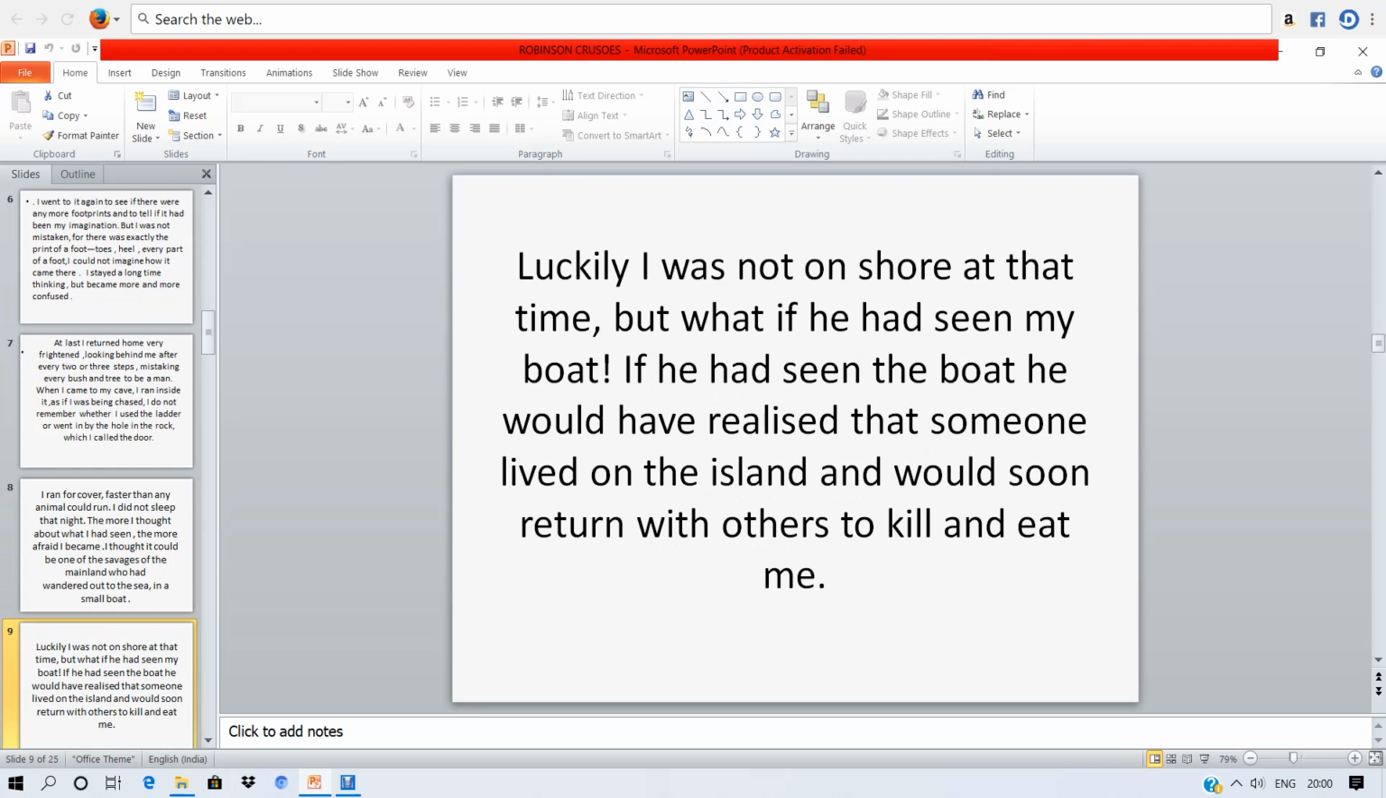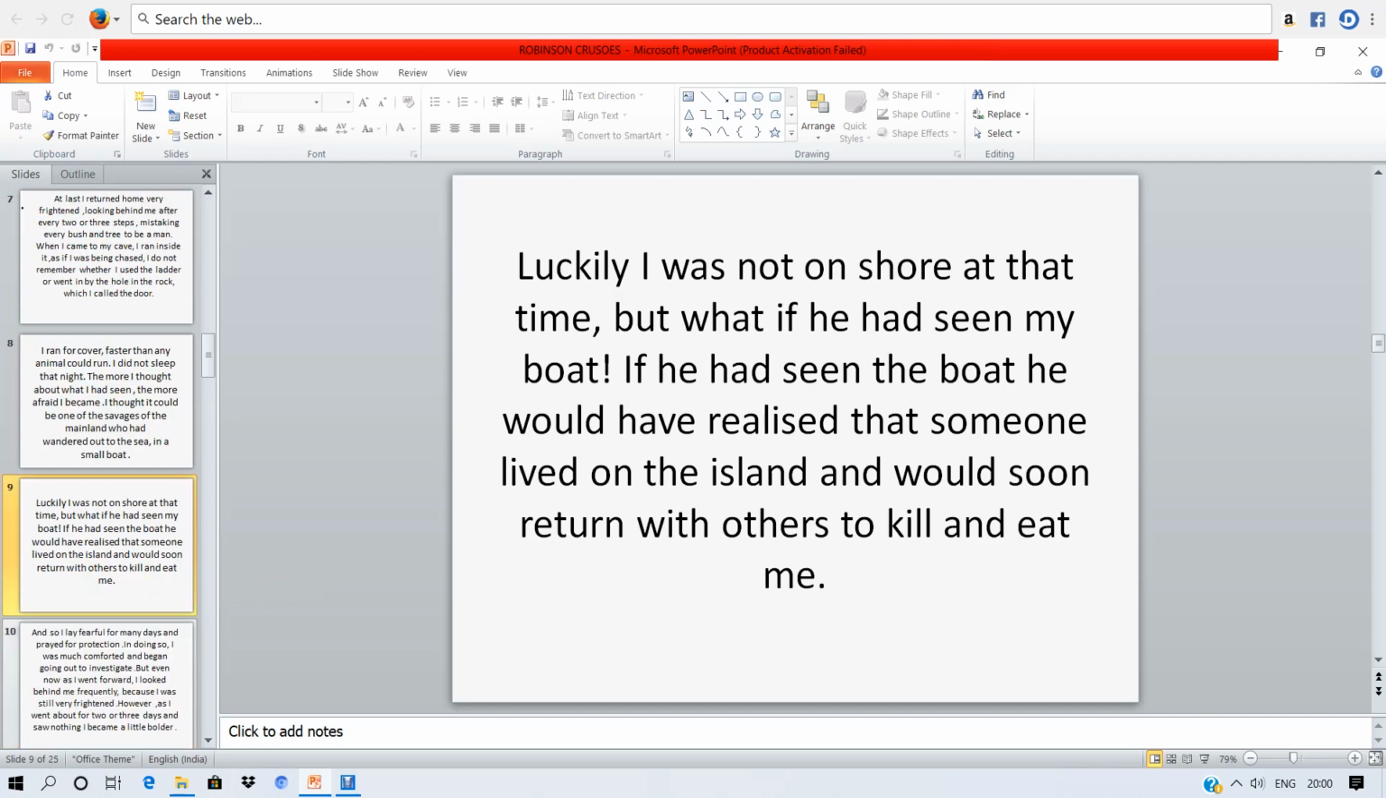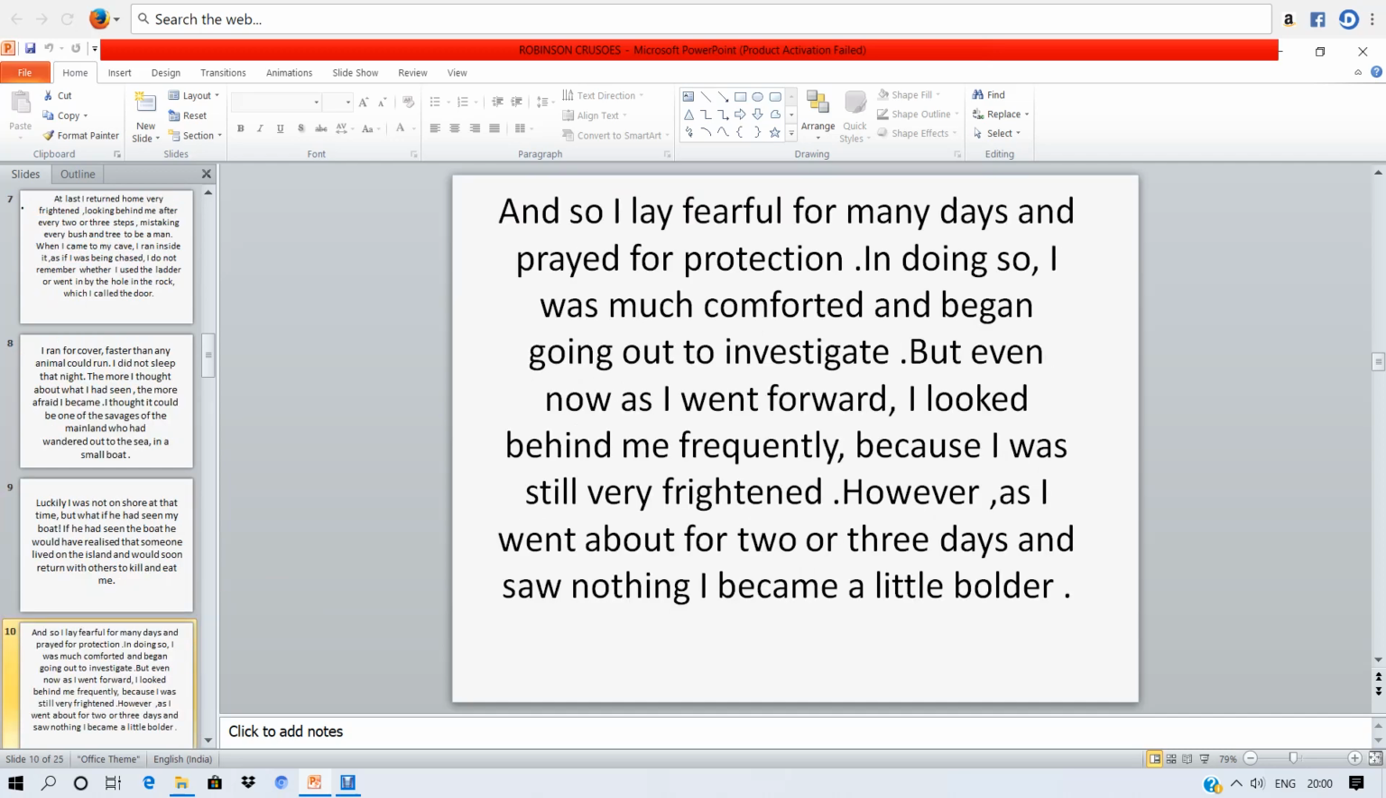Luckily, I was not on shore at that time. But what if I had seen my boat? If he had seen the boat, he would have realized that someone lived on the island and would soon return with others to kill and eat me. So he was very much afraid. And so I lay fearful for many days and prayed for protection. Protection means for his safety.